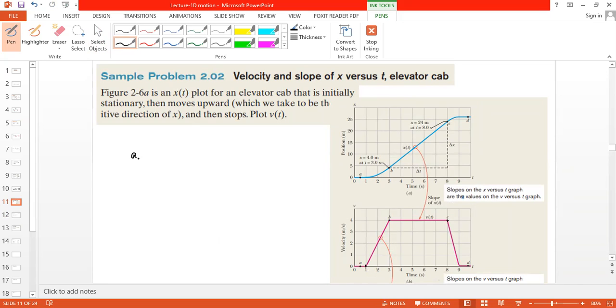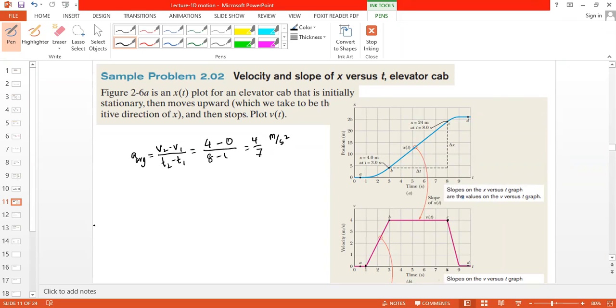So average acceleration would be v2 minus v1 divided by t2 minus t1. For this object, v2 is 4, the final velocity is 4. The initial velocity at 1 is 0, divided by t2 minus t1. t2 was 8 and t1 was 1. So this is 4 over 7, in meter per second squared. This is how we can find the average acceleration.